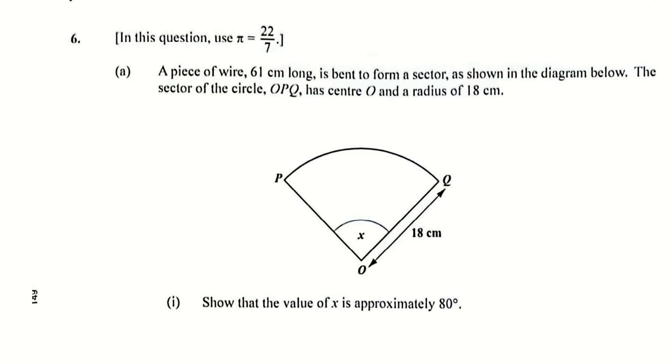Alright, so this is January 2025. Let's look at it and see what is going on. A piece of wire 61 centimeters long is bent to form a sector shown in the diagram below. So they told you the sector, right? I'm going to use my highlighter so you guys could see.